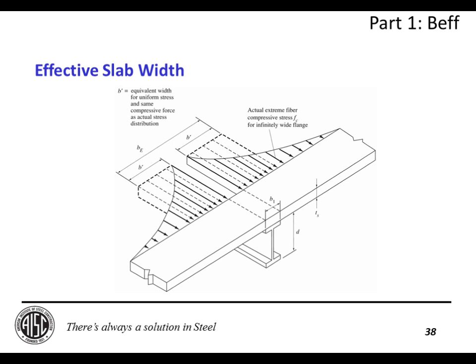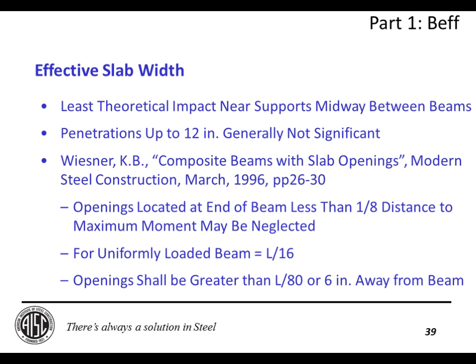So you can see here that the best place to put an opening would probably be out here and out here, sort of in the middle of the slab between the beams, because that's the place of lowest stress, in addition to toward the support of the beams. So that's what I say here in your first note. The least theoretical impact is near the support, midway between the beams. For penetrations up to about 12 inches, I ignore them. They're generally not significant, and we're just not that good. They don't impact your design.